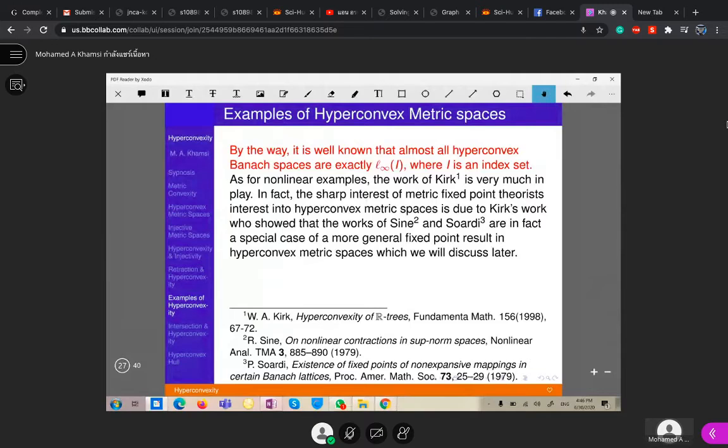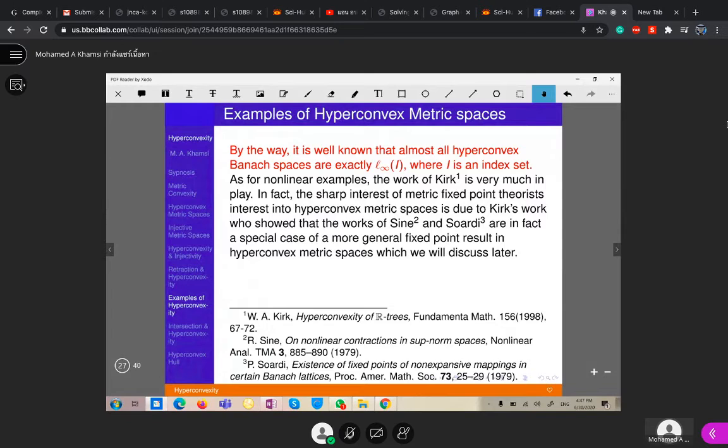Similar story. Many of you don't know that I spent about 10 months with Sine. I visited him in Rhode Island, and I spent some time with him. So this time the news came from Sine. Kirk said something else about Swardy, and because he's a friend to Swardy anyway. But anyway, what's amazing is that in that paper of 1979, these are two fixed point papers, okay?